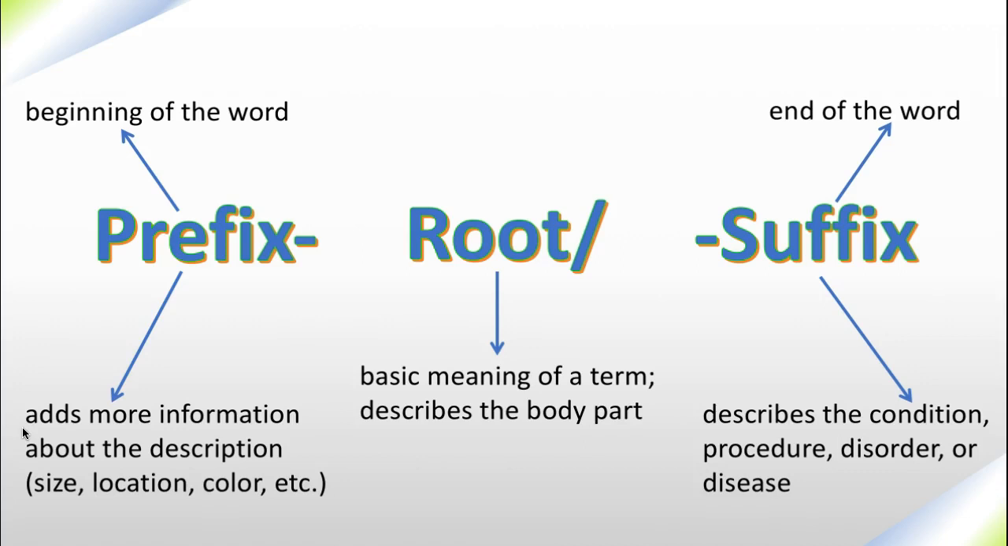When you see these word parts alone, in a dictionary for example, you can identify them by a hyphen or forward slash. A hyphen is used after a prefix, and it is used before a suffix. And a root word is followed by a forward slash.